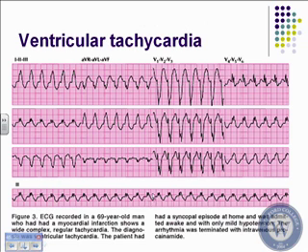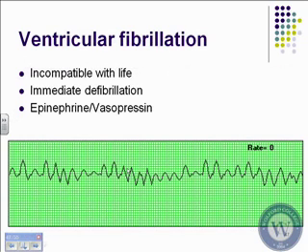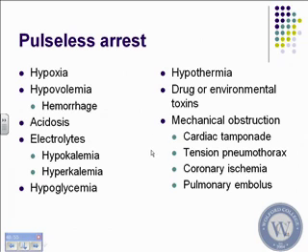VTAC, okay, is something that, of course, you don't want to see. There's two forms of VTAC, unstable and stable. Ventricular fibrillation is incompatible with life, so if you ever see this, immediately you need to defibrillate these people. Epinephrine and vasopressin are your high-end choices. And then you have pulseless arrest, which, of course, means no pulse. Means that you need to start doing CPR, okay?